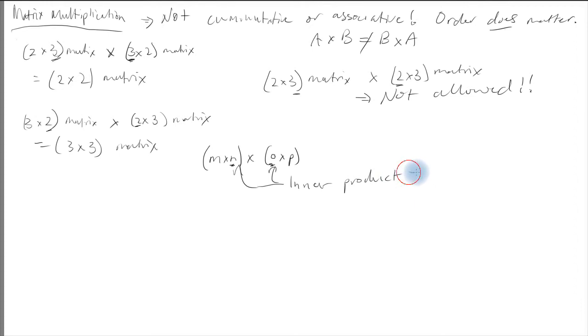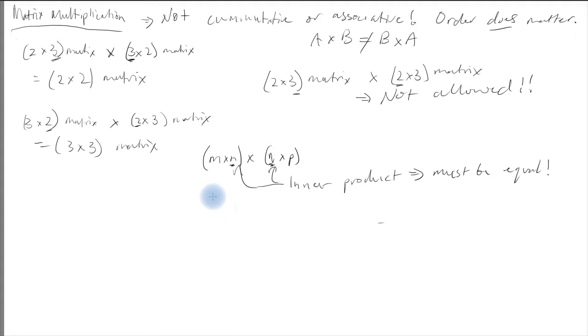And they must be equal. Okay, so those must be equal. So because they're equal, we could have written this O instead of the O. We can just write another n there instead. So let's write n there to show that this n and that n must be the same in order for the matrices to be multiplied.